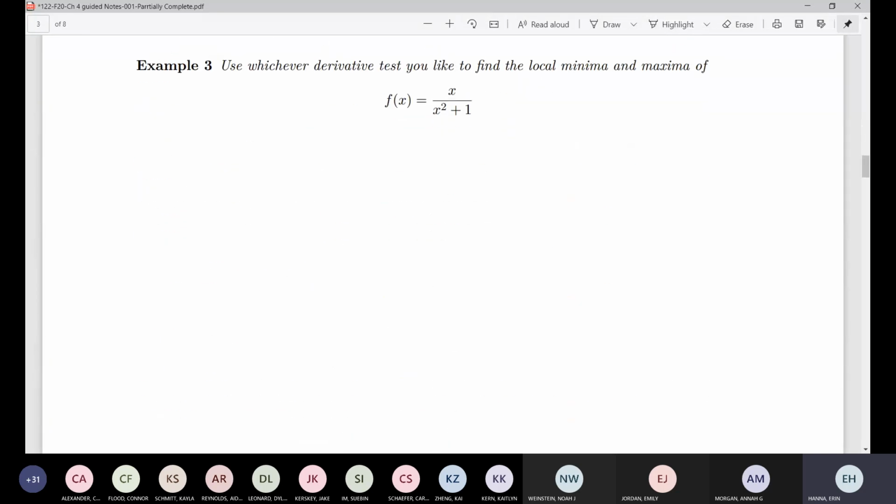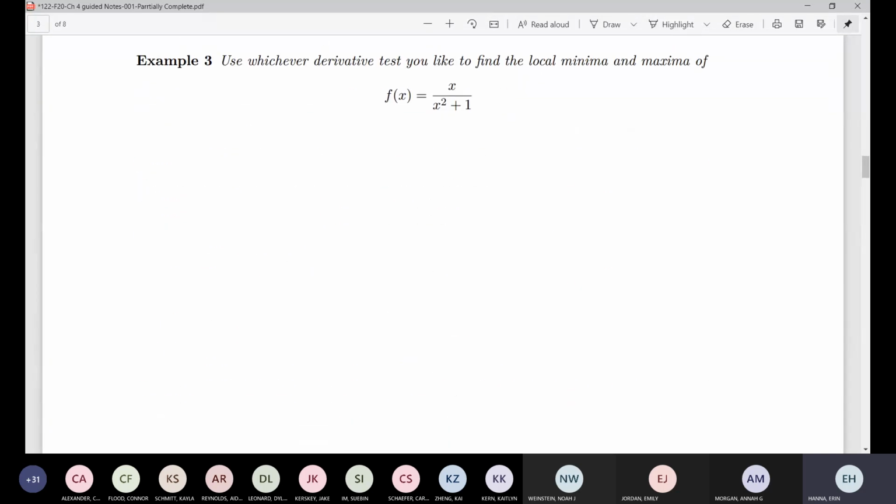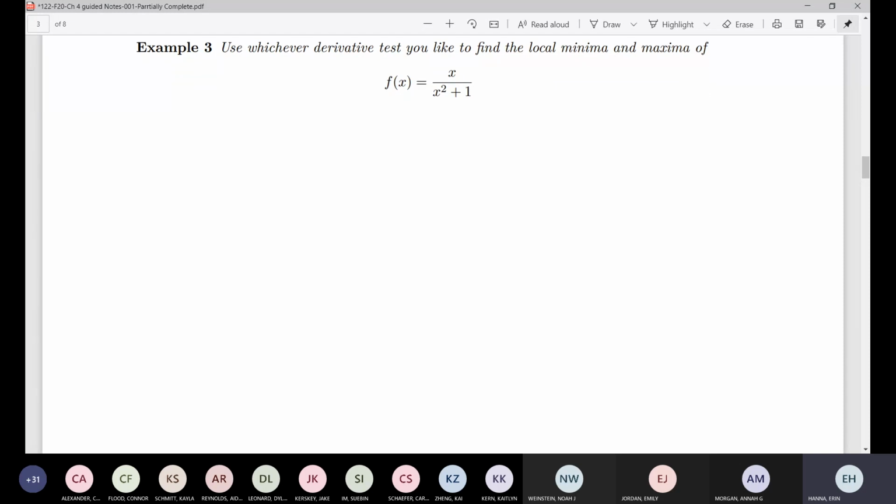So skipping past the second derivative test down to example 3, if you're using my notes, use whichever derivative test you like. Well, we only learned one so far, so we're going to use the first derivative test to find the local minimums and maximums of this function, x over x squared plus 1. First thing we need is the derivative, which is going to be a quotient rule.